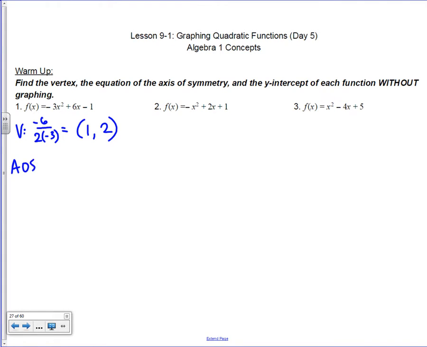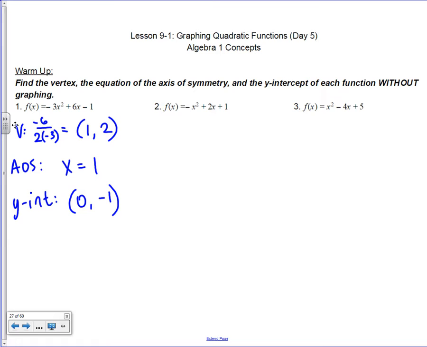Remember, the axis of symmetry runs right through the vertex, and it is a vertical line. So the equation will be x equals 1. And finally, the directions ask for the y-intercept. Remember, for every y-intercept, the x is 0. So if my x is 0 and I put a 0 in up there, the only thing I would have left is the negative 1.